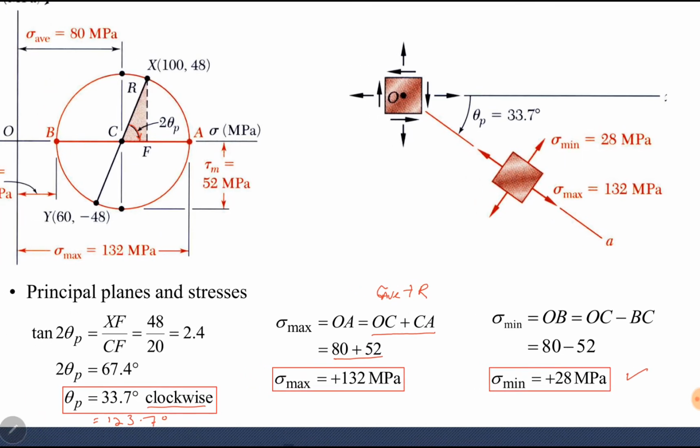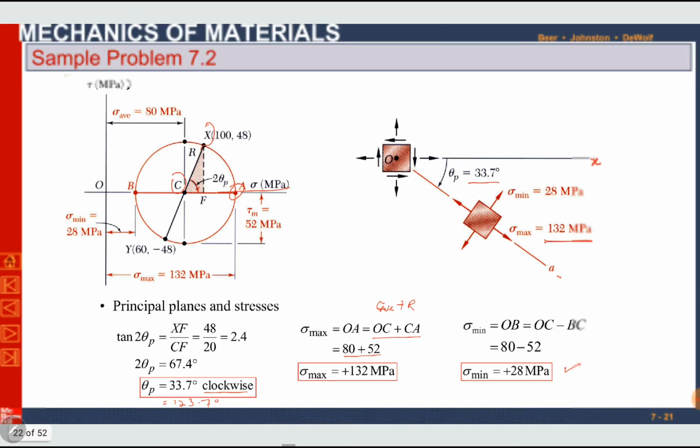We can draw it 33.7 degrees clockwise. So with x-axis clockwise 33.7 degrees, you can draw an element. You know that with x-axis CX clockwise you have sigma maximum. So here it is sigma maximum 132 megapascal. On the other axis it is sigma minimum 28 megapascal. Moving further, we were asked to find normal and shearing stresses at an angle of 30 degrees counterclockwise.